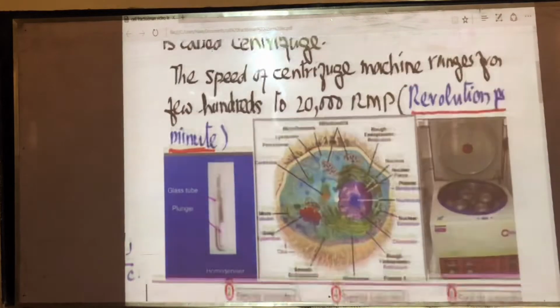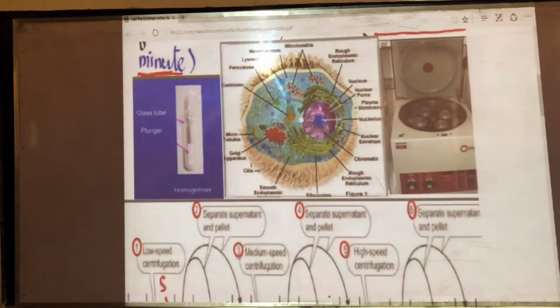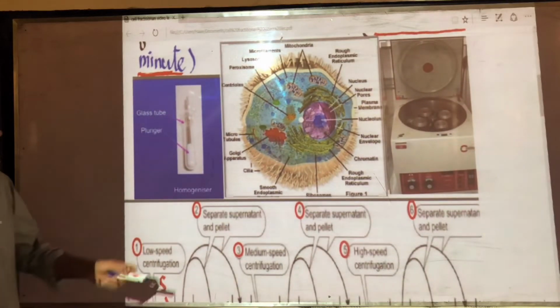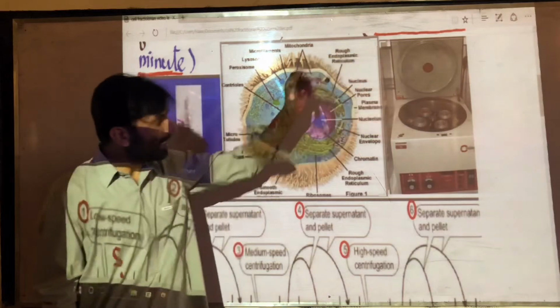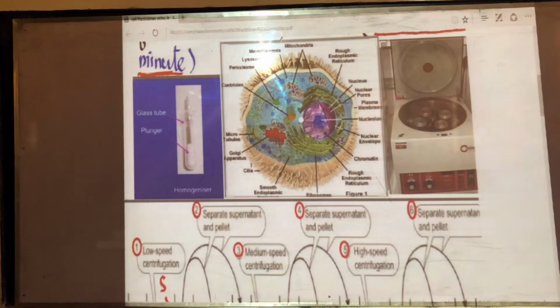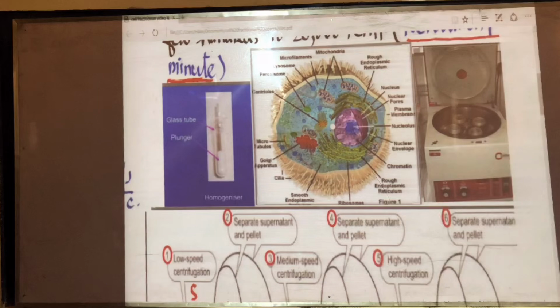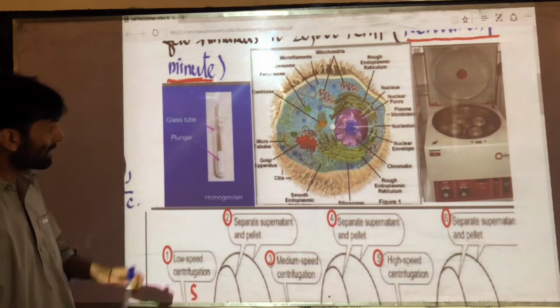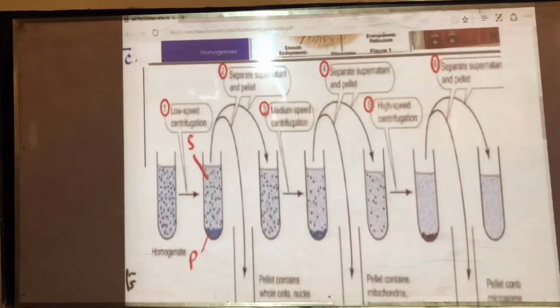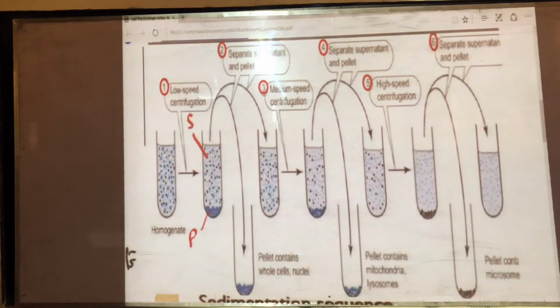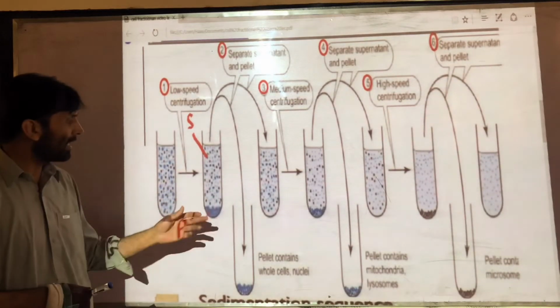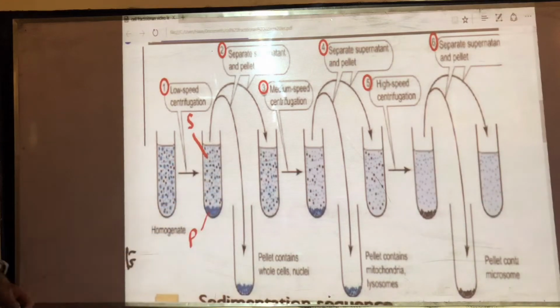So here you can see the centrifuge machine, and in this centrifuge machine there is a place for test tube, and this is in fact an automated machine, and it can be adjusted according to requirement of the procedure. And there is a homogenizer. So the process of centrifugation can be understood by this diagram.